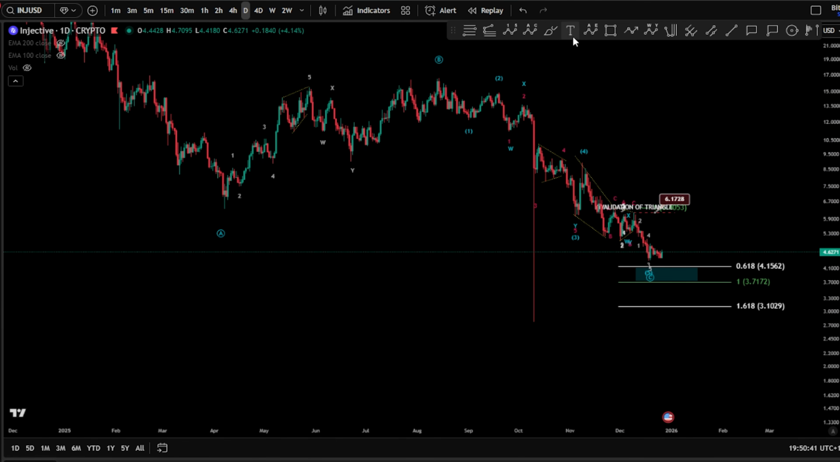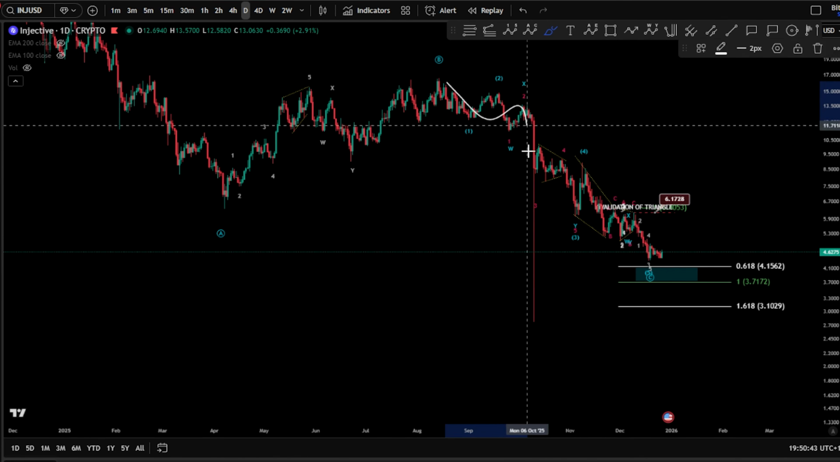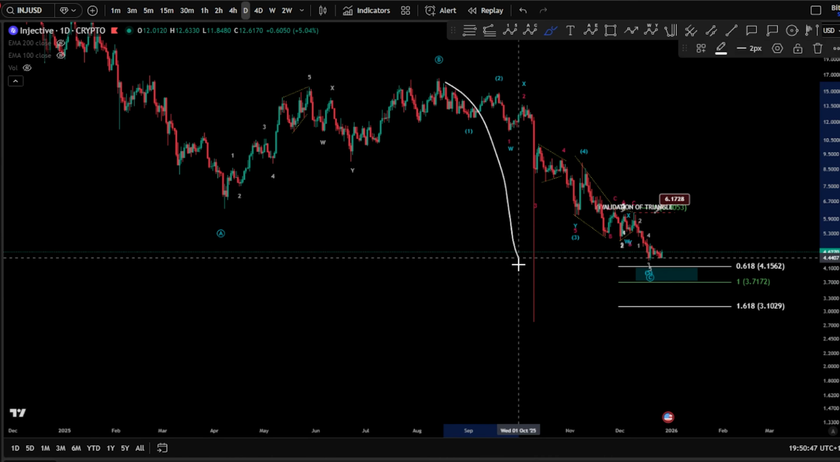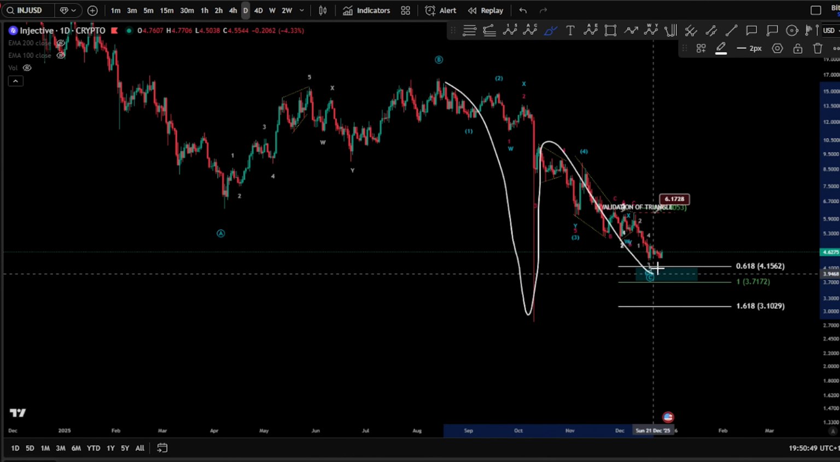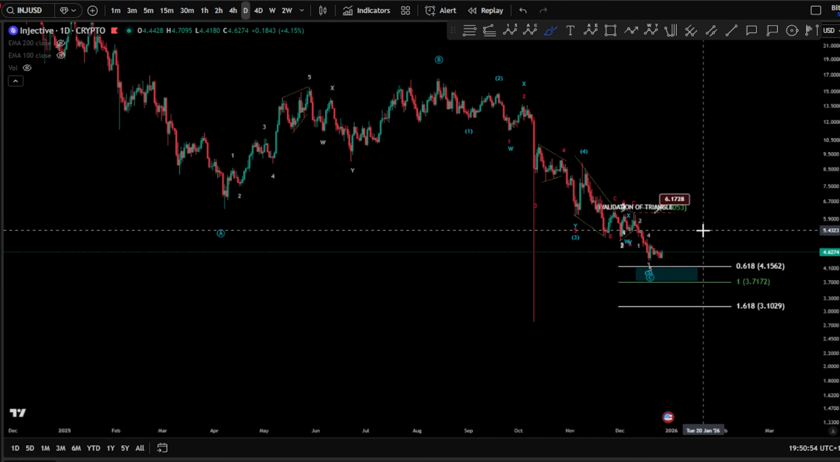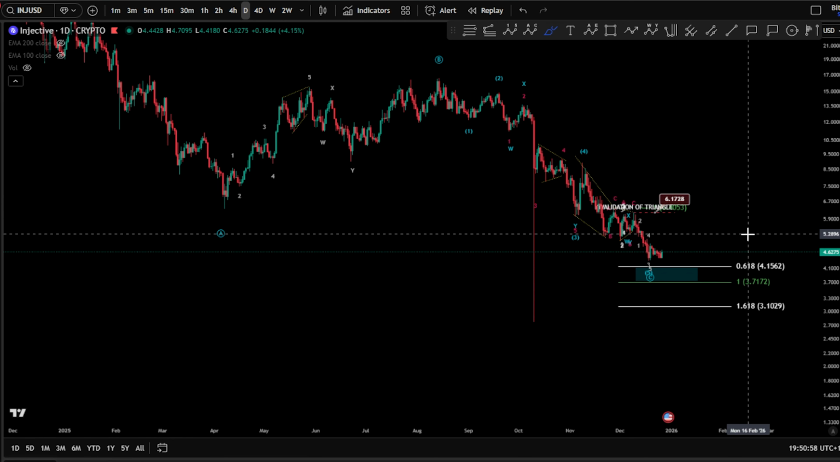Or it can be, of course, a triangle, guys. It can be something like an A, B. This is a B of the triangle. I know the wick is very, very confusing as well. B, C, D, and an E. Even the wave D has to push for higher. Yeah, so this is exactly what I'm looking for right now as well. In Injective, the same as for other altcoins as well.